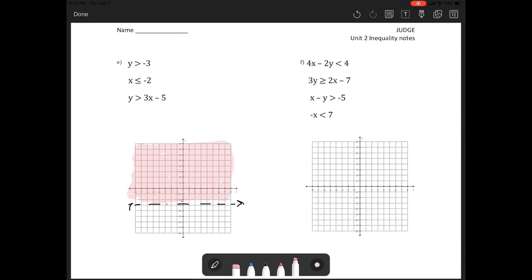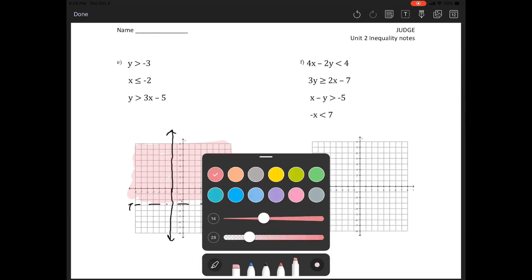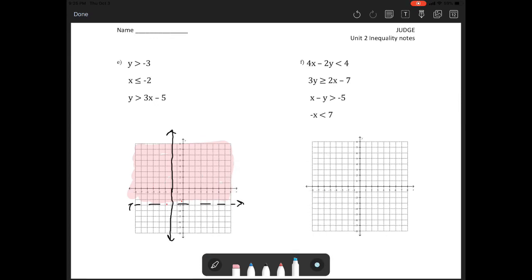So all of this is going to be my above here. Then I have x is less than or equal to -2. So I'm going to get my -2, and since it's an equal to, I can give my solid line here. This one, I'm going to make it completely blue. And everything's going to be less than, so it's going to be all right here. So you're already seeing a trend of where we overlap. But we still have our last one to do.